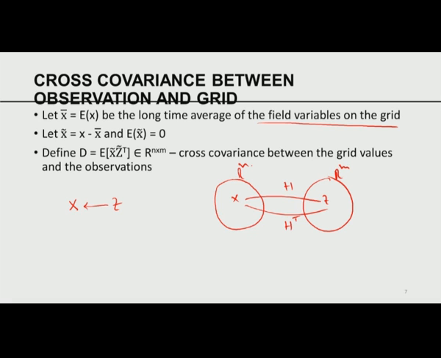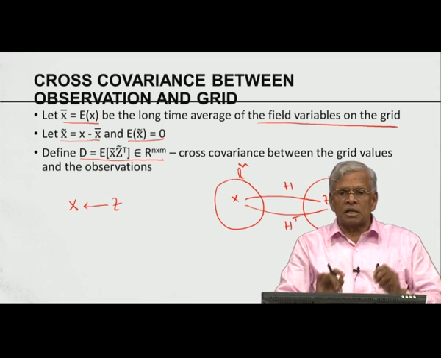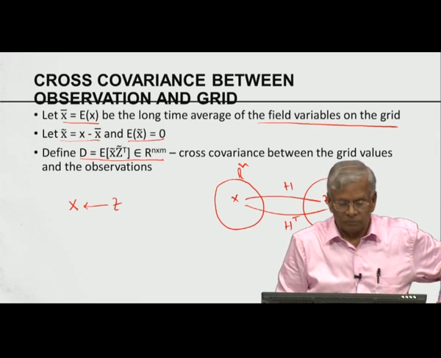If I have a time series on the grid, I can compute its expected value. Then I can compute the anomaly, such that its mean is 0. Now comes the important thing. Let D be a matrix that captures the cross correlation between the grid variable and the observation network.